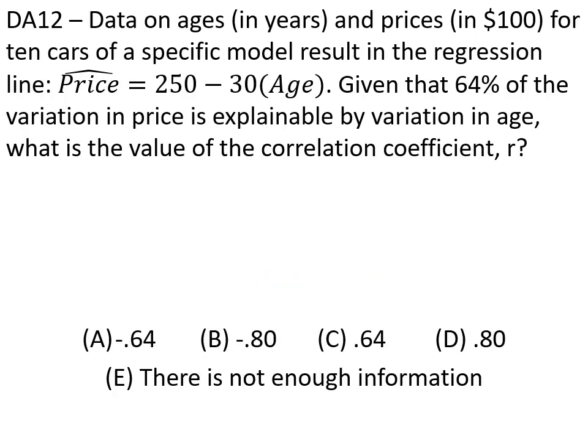DA12: data on ages in years and price in $100 for 10 cars of a specific model result in the regression line predicted price equals 250 minus 30 times age. Given that 64% of the variation in price is explainable by variation in age, what is the value of the correlation coefficient R? The key here is that "64% of the variation in price is explainable by variation in age" is a very specific term, and that's sort of the hint there.